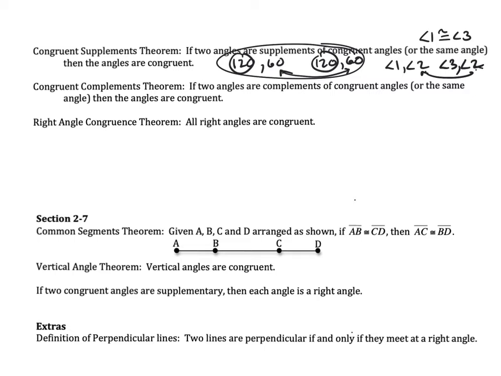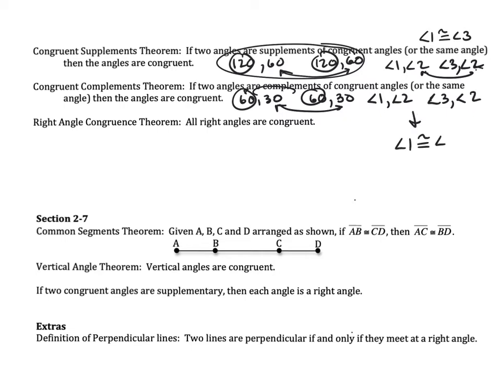Congruent complements theorem is the same idea. If I had a 60 and a 30 and another angle, different angle that was 60 and 30, but see these two are the same angle, and I know that the 60s have to be congruent. So if angle 1 was complementary to angle 2, and angle 3 was complementary to angle 2, then that would mean that angle 1 was congruent to angle 3.